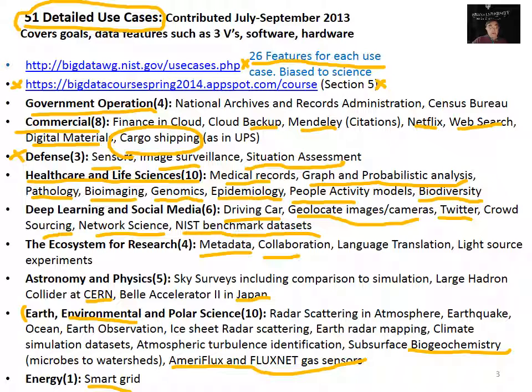Energy, as I mentioned, was short. We had an important, very interesting use case, the smart grid, but there are other important areas such as seismic analysis, where the companies go out and gather seismic data to decide where the oil and gas is located.